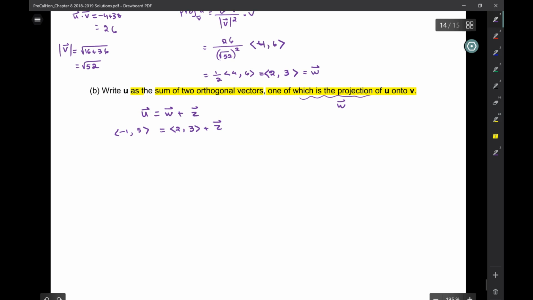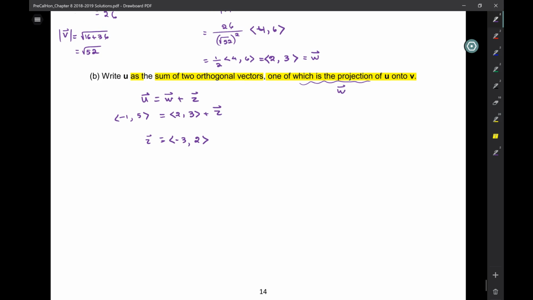Okay, so now how do we find Z? What am I supposed to do? Subtract. So what's Z going to be? If I subtract 2, 3 from both sides, it's -3 comma 2. So then U is 2 comma 3 plus -3 comma 2.